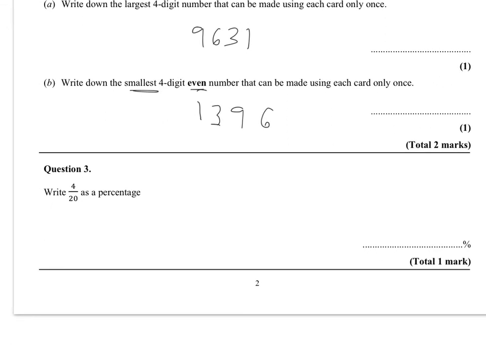Question 3 asks us to write 4/20 as a percentage. Well, any percentage can be thought of as a number over 100. So we want to turn it into a fraction over 100. Whatever we have to times 20 by to get 100, we'll have to times the numerator by the same amount. So 4 times 5 gives us 20. So 20 over 100 is the same as 20%.